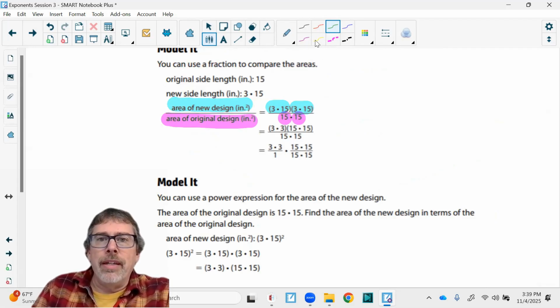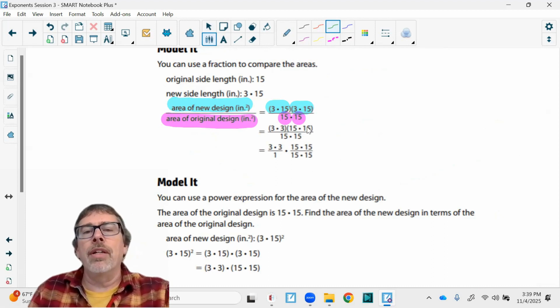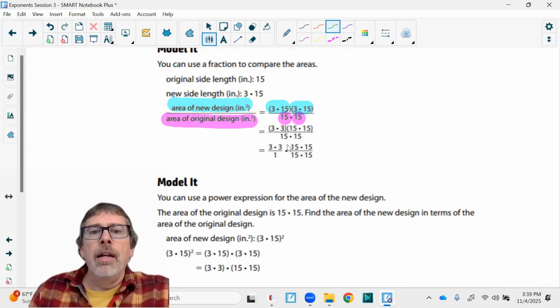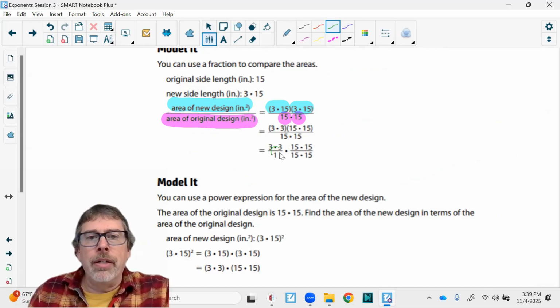So then what they did was this 3 times 15 twice, they rearranged the 3's and the 15's and put them in their own parentheses. We can do that because multiplication is commutative. So that still means the same thing. And then when we do that, we can separate the 3's out over here.